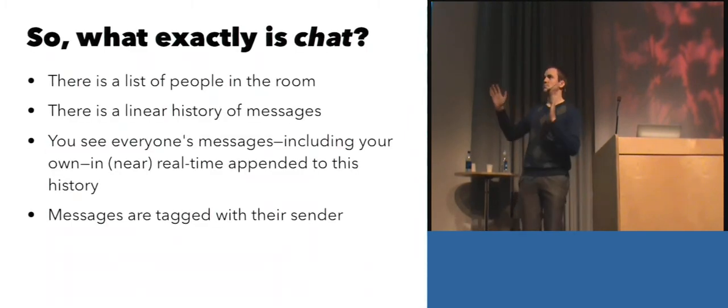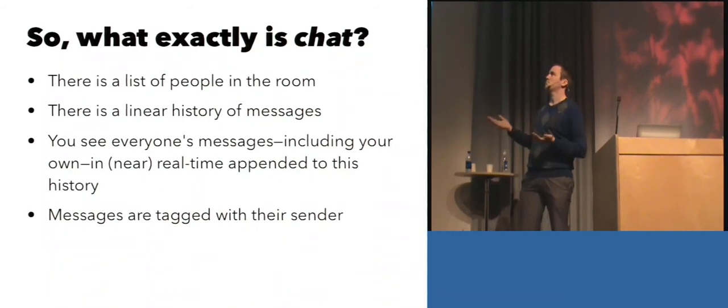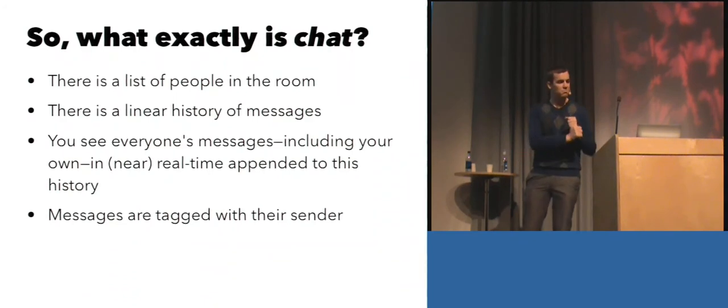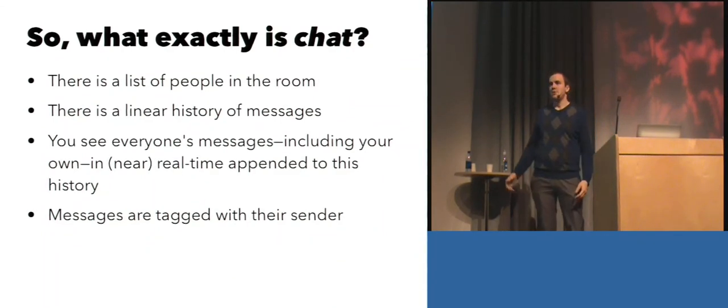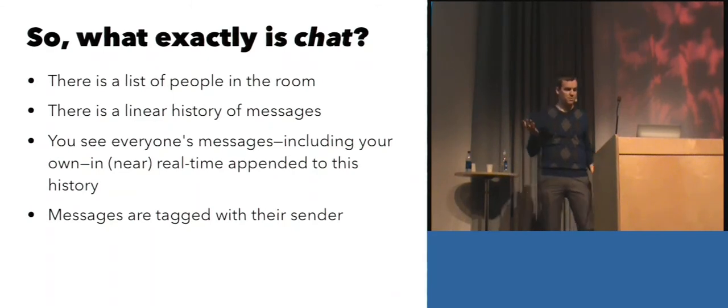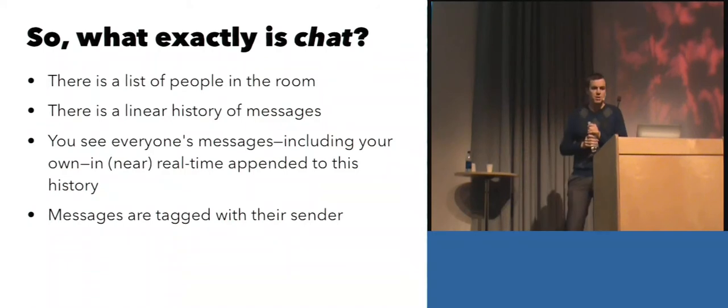So just so we're on the same page, chat is really simple. There's a list of people, there's a linear history of messages. You see everyone else's messages in near real time, and messages are tied with a sender. So I think this is more or less what we all would agree constitutes chat, at least a very basic chat.